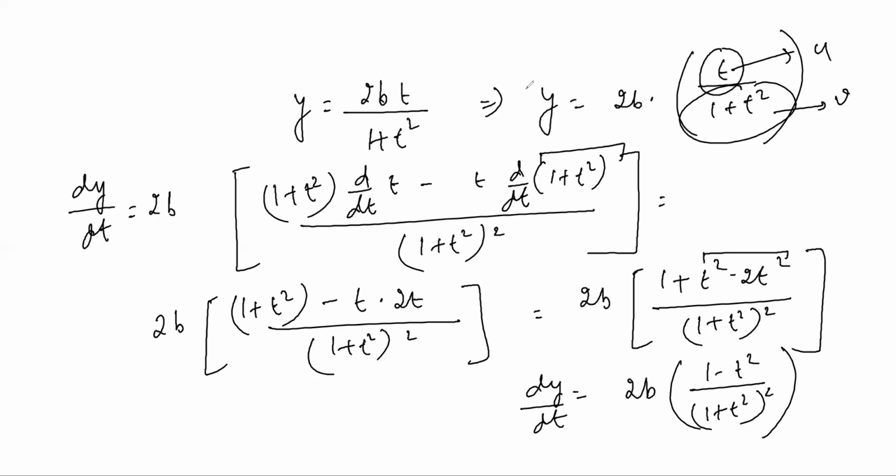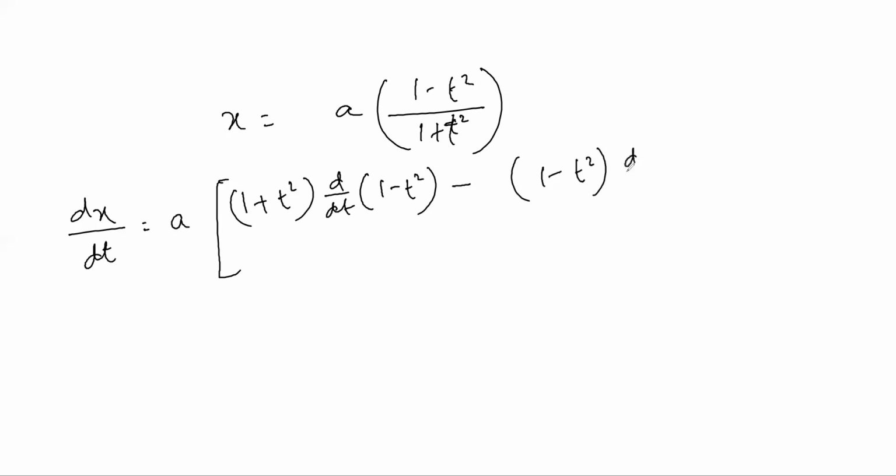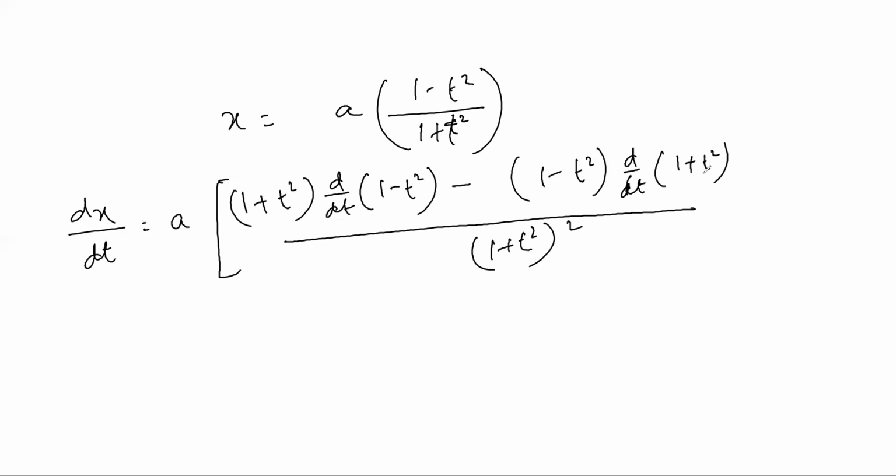Let me just highlight it first. Now we will be solving dx by dt. Our x is a times 1 minus t square by 1 plus t square. Since a is a constant, I will write it outside and I will differentiate it with respect to t following the same uv rule. So 1 plus t square d by dt of 1 minus t square minus 1 minus t square d by dt of 1 plus t square, whole divided by 1 plus t square whole square.